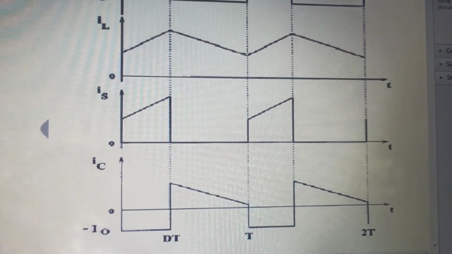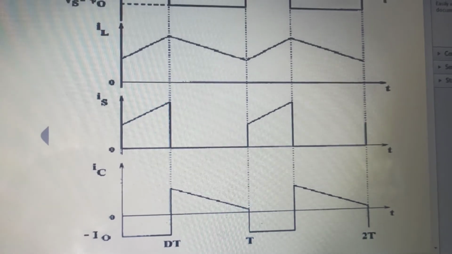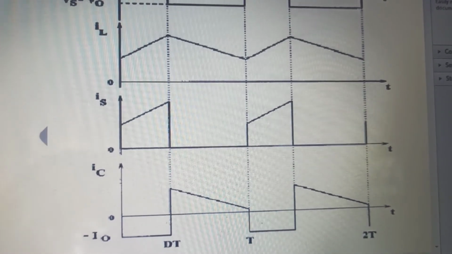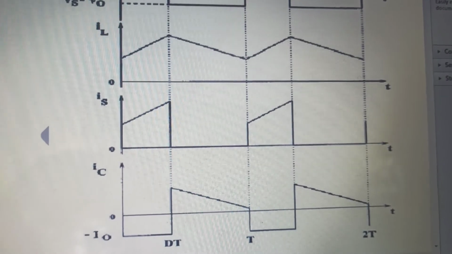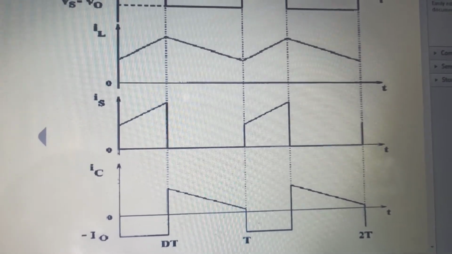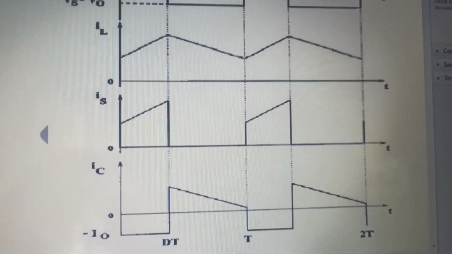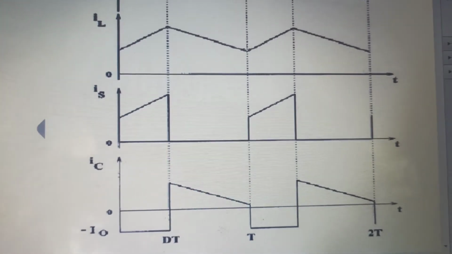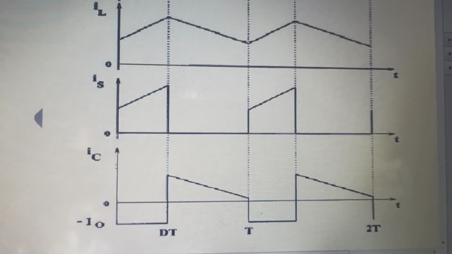This is very important. The analysis of a converter is very important, all because of this thing. This is why it is very important. And we have to again start from the scratch and do all the calculations.